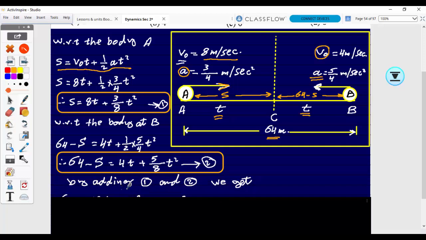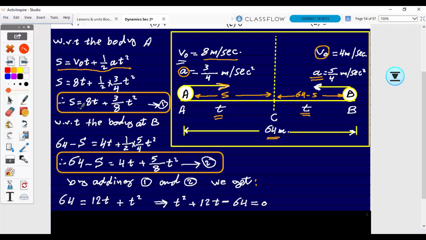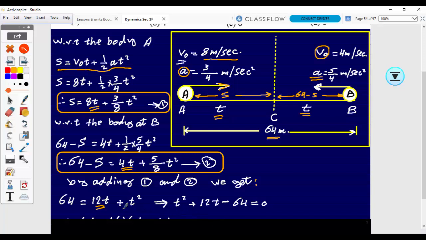By adding the two equations, 1 and 2, what do we get? We get S plus 64 minus S equals 64. So the left hand side will be 64. And 8T plus 4T equals 12T. And 3/8 T squared plus 5/8 T squared equals 1 T squared, equals T squared. So T squared plus 12T minus 64 equals 0.